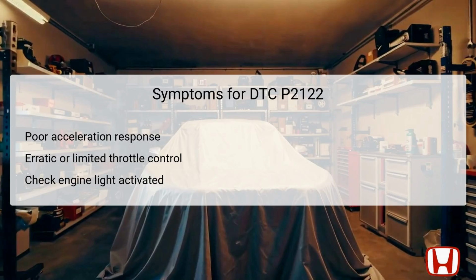There could also be erratic or limited throttle control, making it challenging to maintain consistent speeds, which can be particularly dangerous in traffic situations. Additionally, the check engine light on the dashboard will turn on, indicating to the driver that there is an underlying issue that needs attention. Ignoring these symptoms could lead to further complications or unsafe driving conditions.